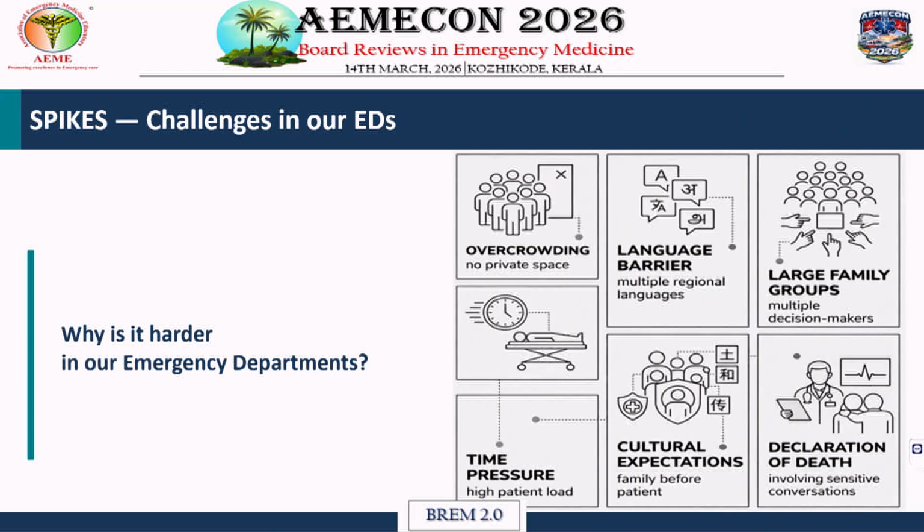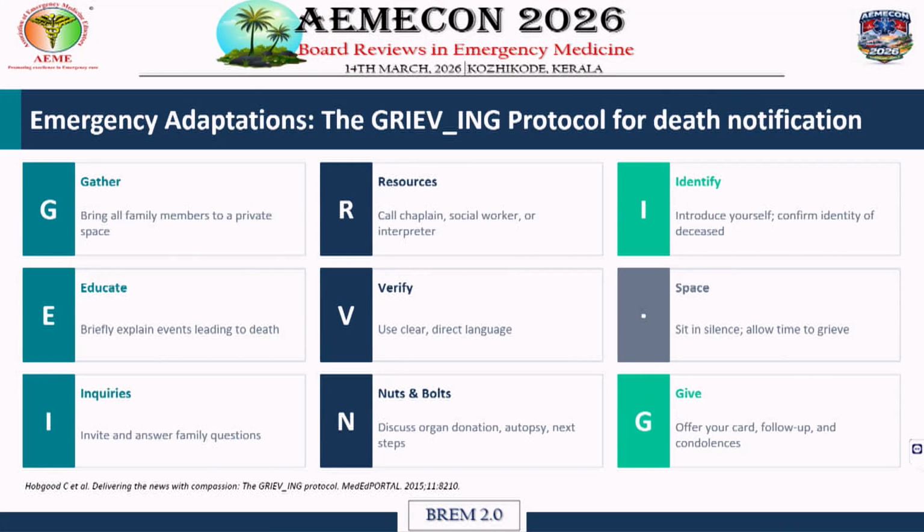Then of course we have declaration of death, which is very important. When the SPIKES protocol was made, it was not exactly catering to declaring death. So certain emergency department adaptations have come into place now. There is a grieving protocol for death notification specifically for emergency physicians. Here we gather all the family members to a private space. We use whatever resources we have. As sir was just saying, you can ask any staff to take the patient's relatives to a private space. We may not have a room, but you can curtain off a small area in your ED. That is easy to do.